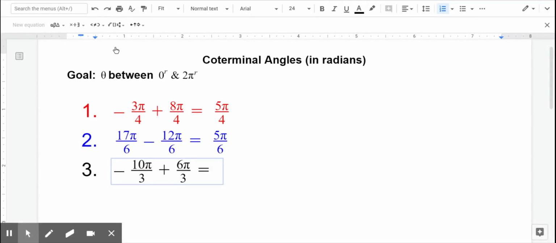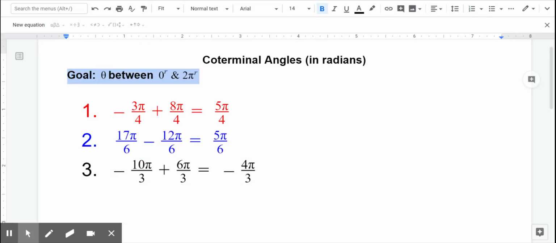We do negative 10 plus 6, and we get negative 4. That didn't really solve our problem, did it? See, if we look at our goal again, between 0 and 2 pi, that's still negative. So we're just going to have to do it again.